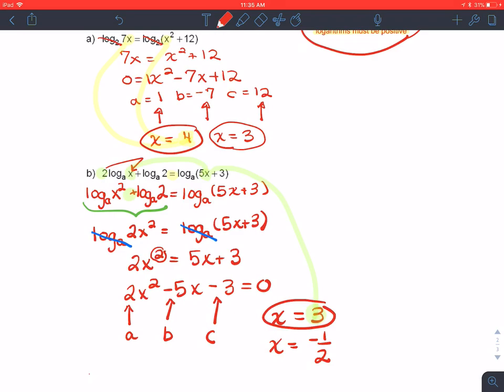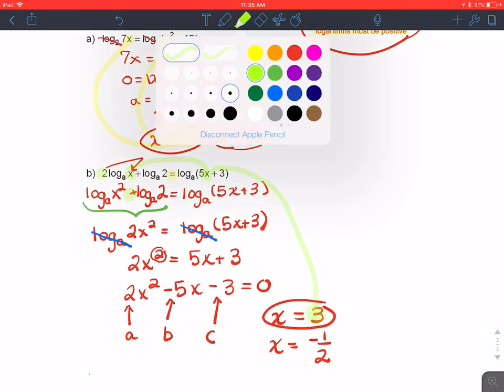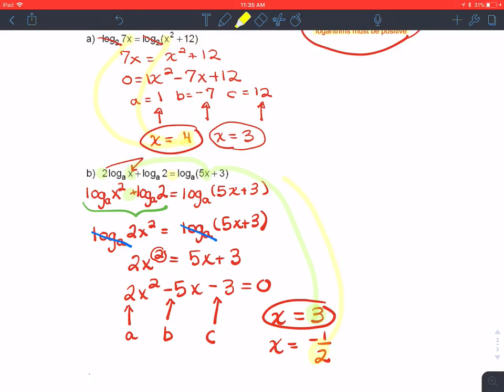Now let's check negative 1/2. If we plugged negative 1/2 in for, say, this x, I'll work this out off to the side. If we plug negative 1/2 in for the x in that logarithm to the right, 5 times negative 1/2 is negative 2.5, plus 3 makes that logarithm's argument a positive 0.5. So far, negative 1/2 plugged into that far right logarithm's argument checks out okay. The argument would still be positive.